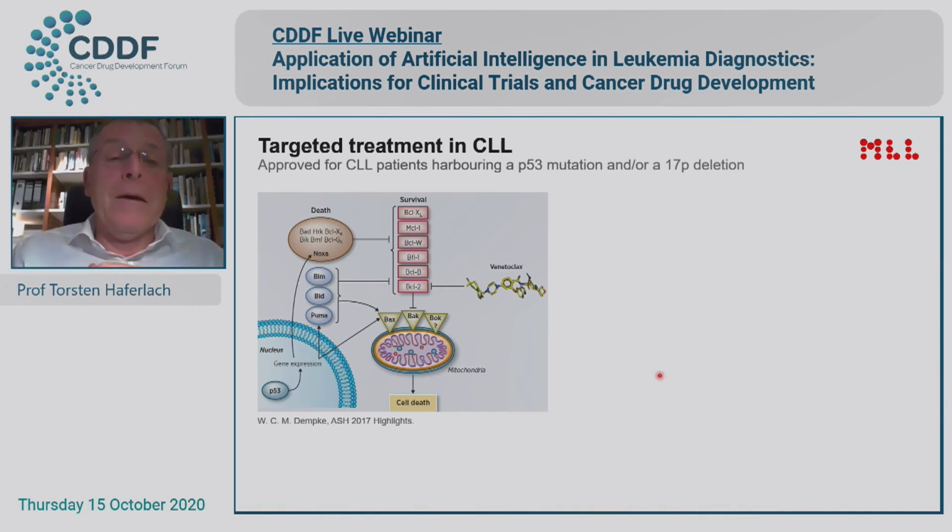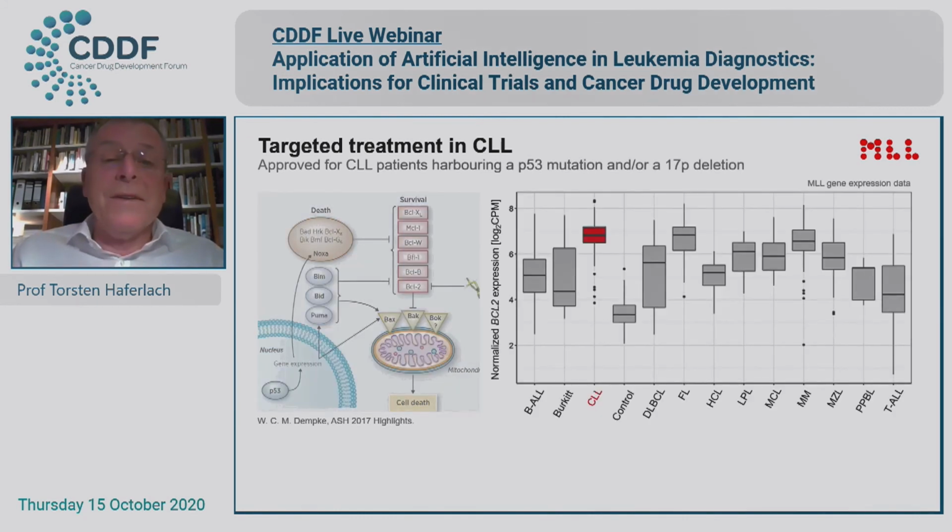Now we know about BCL2 overexpression, and we know about this drug venetoclax that has been introduced in that field. And there are a lot of diseases that can now be treated with this drug, but one disease is CLL, especially those that harbor p53 mutations or deletions. And this is now the data set that we have in our genomes. And we just look here at the BCL2 expression in those cases with CLL, and you see this huge overexpression here in the CLL cases.